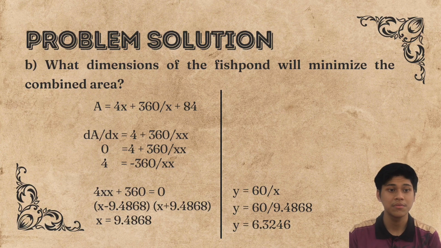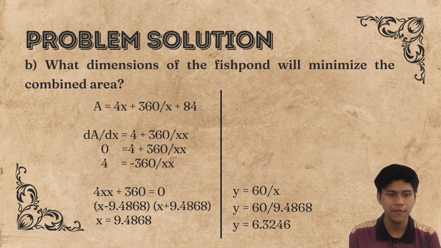Next, I will solve question B, which is, what dimensions of the fish pond will minimize the combined area? We take the combined area of the fish pond and flower border, which is A equal to 4x plus 360 over x plus 84. So we get dA over dx equal to 4 minus 360 over x squared. Then we set the derivative equal to 0, because we want to calculate the minimized combined area.